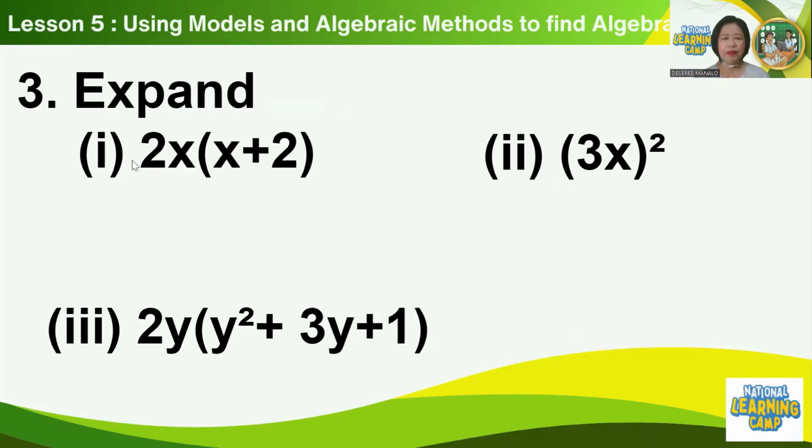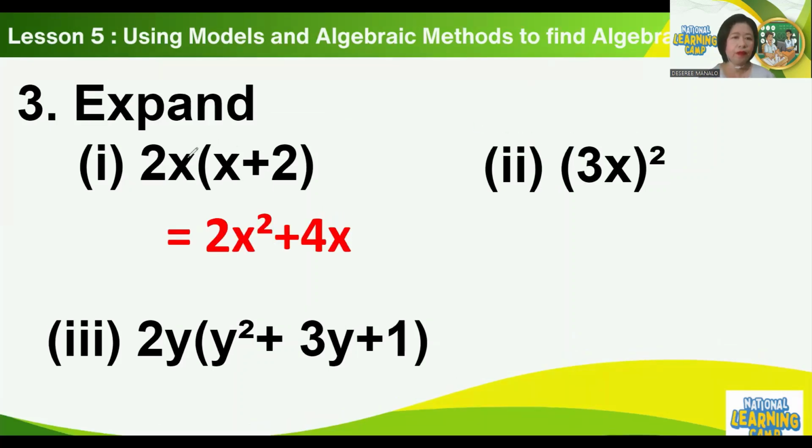Number 3, 2x times the quantity of x plus 2. So we have 2x squared plus 4x. How did we get 2x squared? 2x times x is 2x squared. 2x times 2, 2 times 2 is 4 and then copy x. So that's why our answer is 2x squared plus 4x.